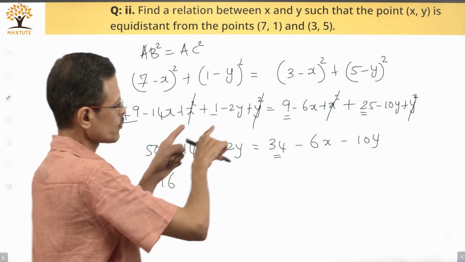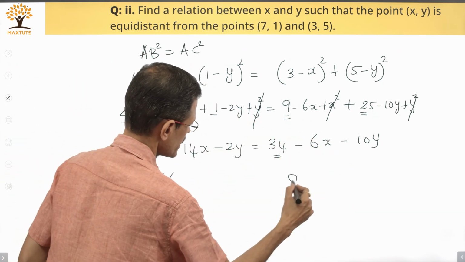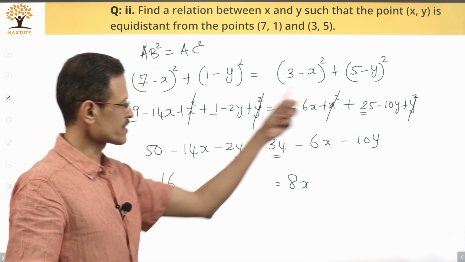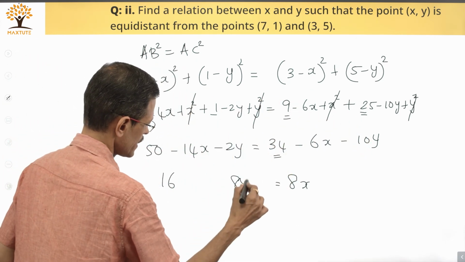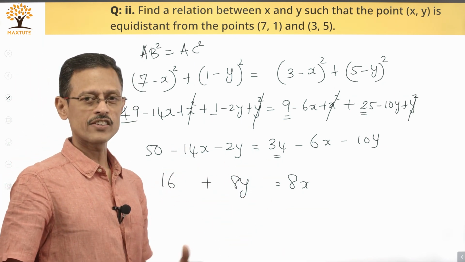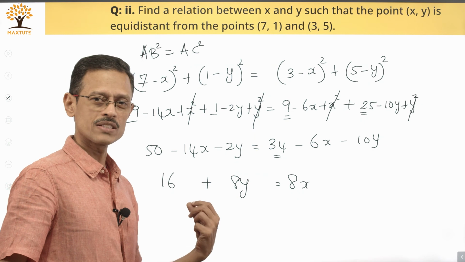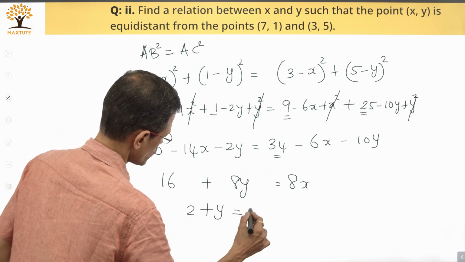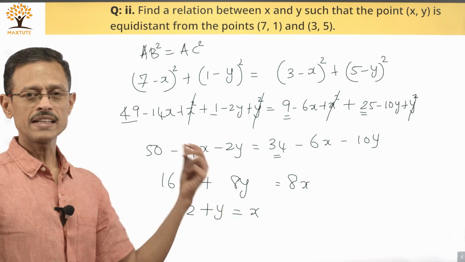Let's take the minus 14x to the right hand side. That will leave us with a plus 8x. Minus 2y, take the minus 10y to the left hand side. You're going to get an 8y. 16 plus 8y equals 8x is the relation between x and y. All of these numbers are divisible by 8. So let's do that. So we'll get 2 plus y is equal to x, right? So there's a relation between x and y.